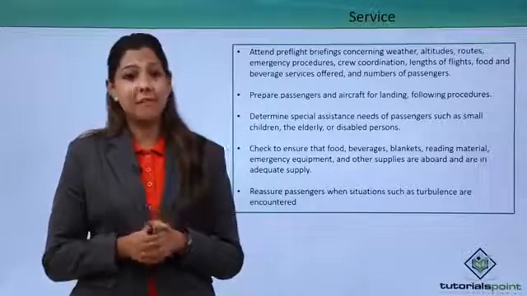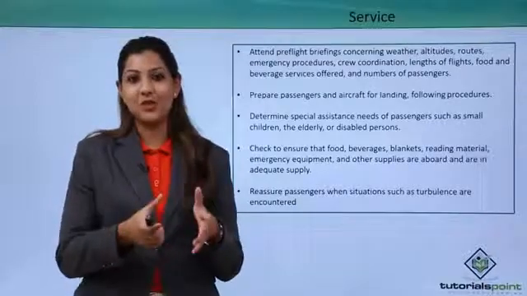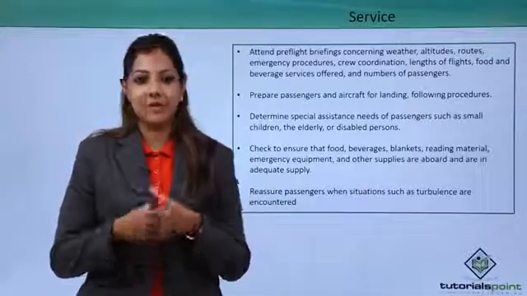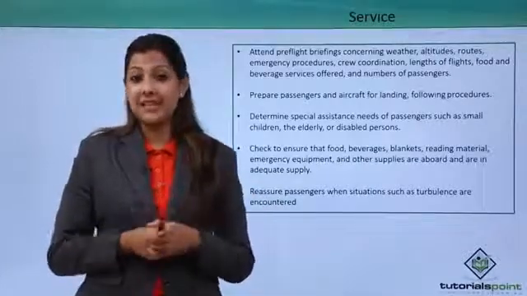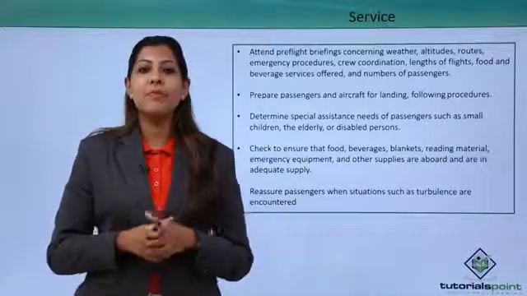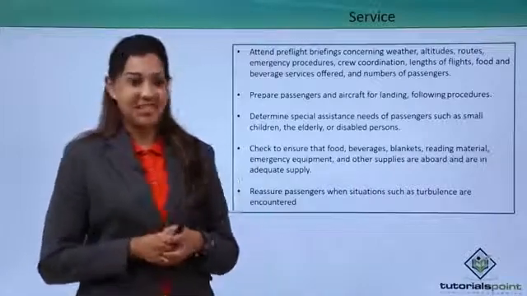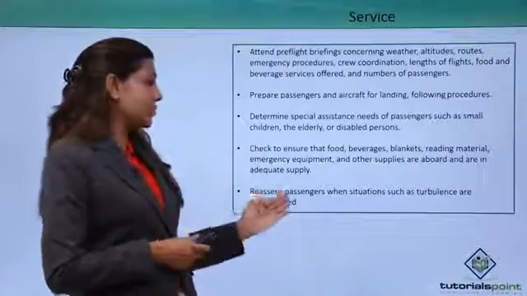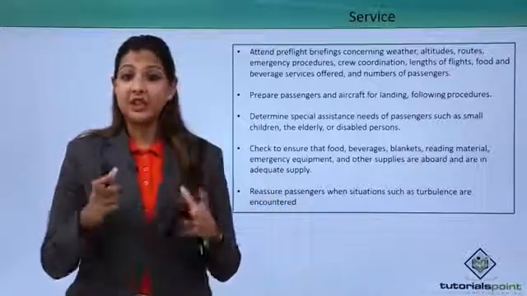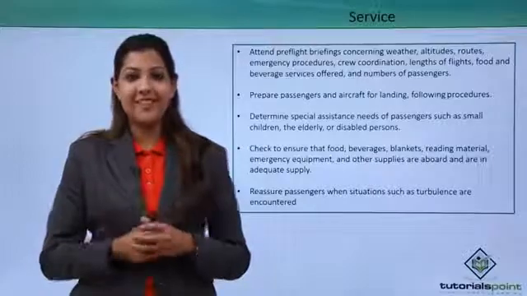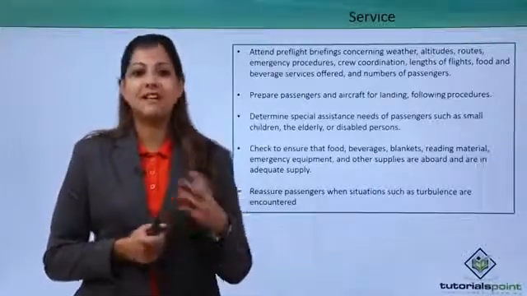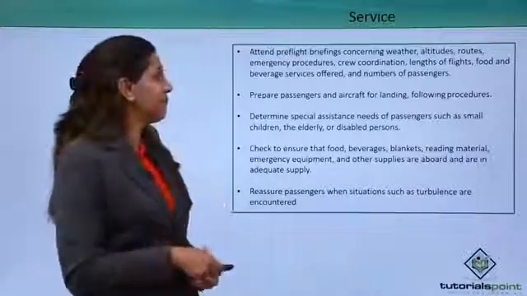The worst thing that can happen on the aircraft is half of the passengers having blankets and pillows and the other half not being able to get them because of inadequate supply. So the flight attendant's responsibility, as a service procedure, is to make sure everybody on board the aircraft gets all of these things. Reassure the passengers when situations such as turbulence are encountered. When the aircraft shakes because of turbulence up in the air, that is where the flight attendant needs to really go out there and soothe the passengers and assist them.